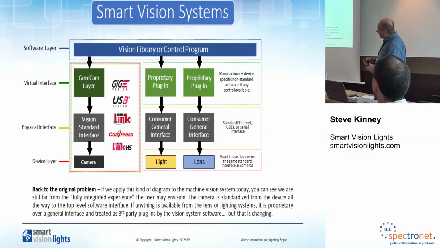And the same is even more true for the lens. Very few lenses have control. As I said, if they do, they're probably an analog DC lens with some kind of position feedback. And this is probably a third-party card that's in your PC or other processing device. And they also then wind up being treated as third-party plugins.